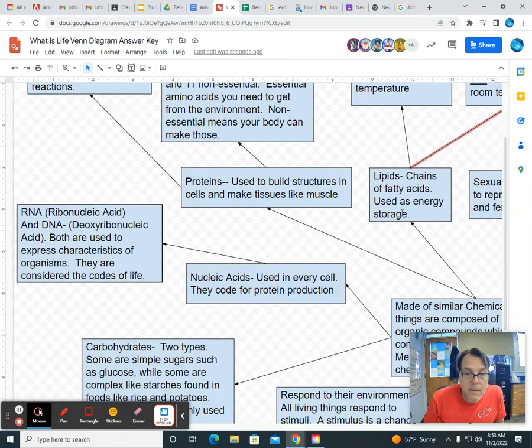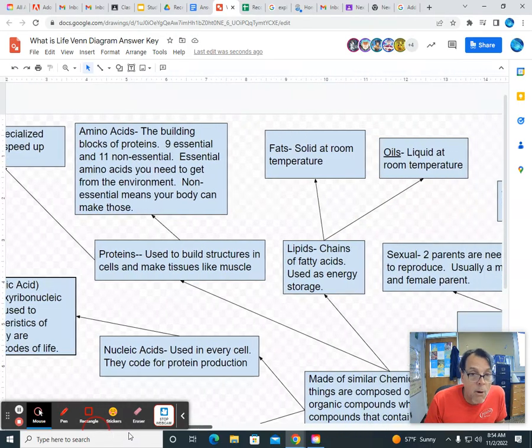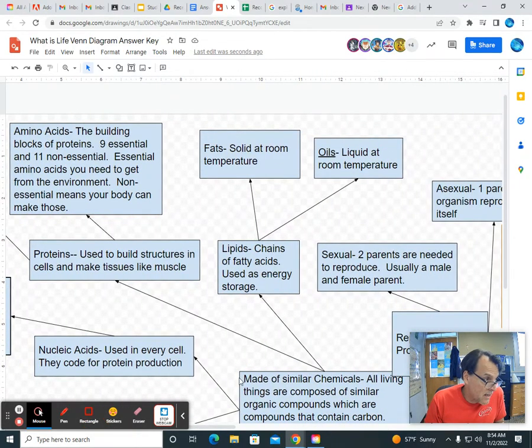We also have lipids. Lipids are another similar chemical, and they could be two types: fats, if they're solid at room temperature, things like butter, margarine, Crisco shortening, or they could be liquid at room temperature, things like olive oil, canola oil, vegetable oil, all of those things.